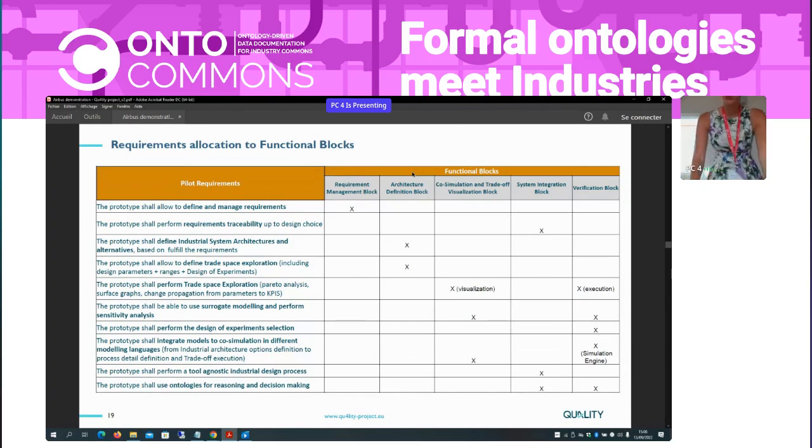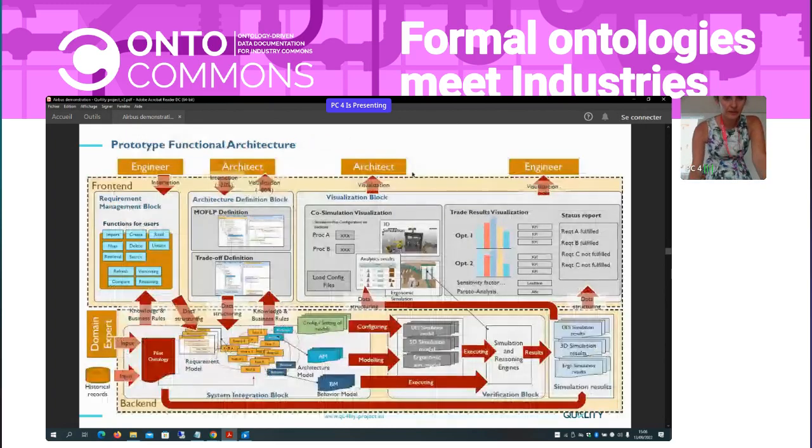Okay, so with that, all of these blocks came into play in this functional architecture. So we had a front end and a back end. The front end was just the requirement management, the architecture definition and visualization, interfacing with two different roles. An engineer in charge of defining target requirements for the manufacturing system and checking that the options are compliant to these requirements, and an architect checking the architecture definition and running the simulations. All of that supported in the backend through a system integration block and a verification block that will run the surrogate models.